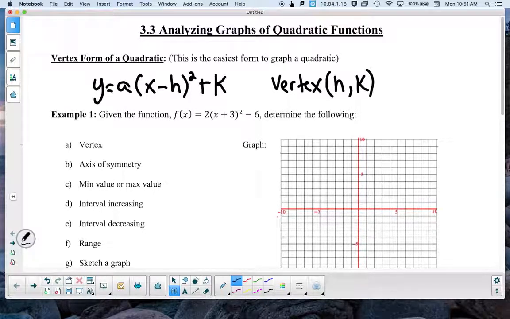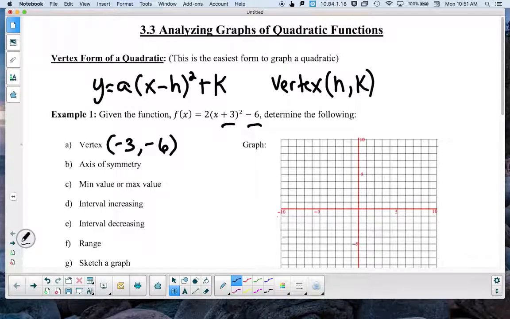So if we want to know what the vertex is, we're looking at this h value and this k value. The h value in the equation is minus h, so you're always going to pull it out as the opposite of whatever it looks like. So the vertex on this equation is going to be (-3, -6). The k value is exactly the way it looks.